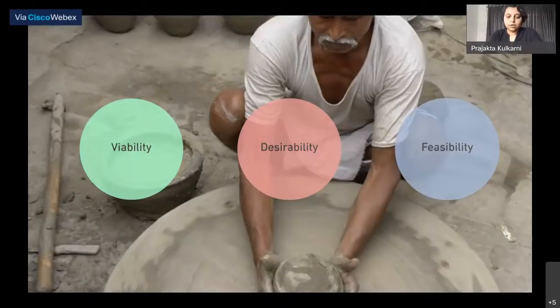The third and the most important factor that most of us forget about or don't talk about enough is the factor of desirability. So what is desirability? It is the ability of the product or the solution to feel good.